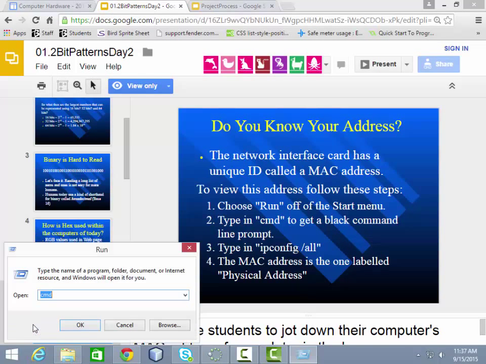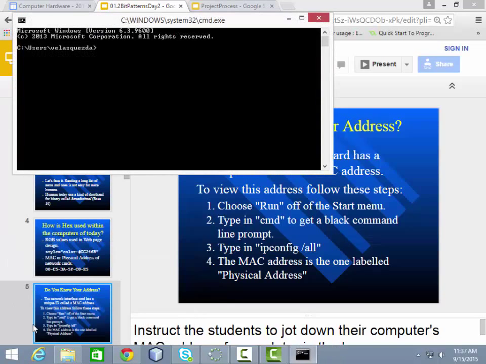Yeah, and you want to type in CMD, which is already here. And that opens that black command window up. There's a lot of power in this window. A lot of people don't really explore it, but you can do some pretty powerful things just by typing text in here.